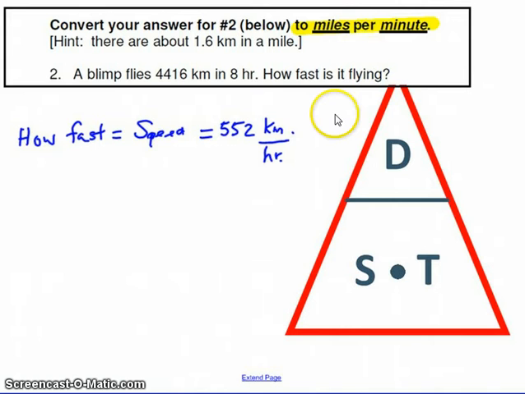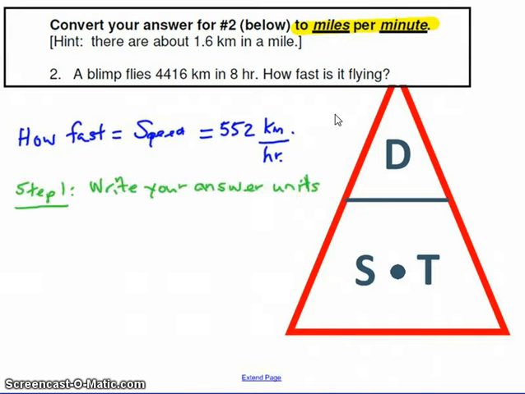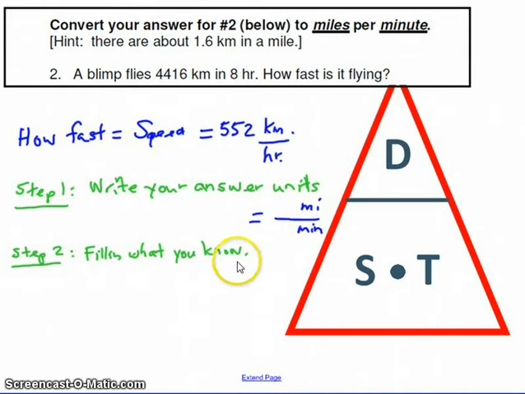There are 3 steps to this unit analysis technique that I talked about and taught you. Step 1, write down the answer units. Write them way off to the right because you're going to need a lot of space to do your work on the left. So there are my answer units. I'm asked right up here for miles per minute, so there they are. Step 2, I fill in what I know. Well, what I know is what I found out from the original problem number 2, which is 552 kilometers per hour. So I fill that in. So now I've got that here, plus I have the answer units over here.